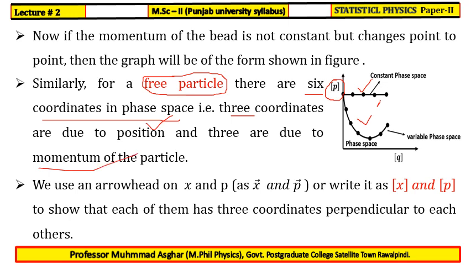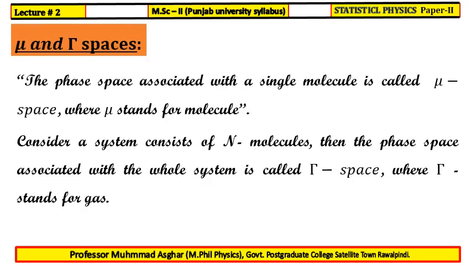To represent the position and momentum, we follow the representation as x vector or p vector, or we write them in square brackets. So in future, in statistical mechanics, we will represent position coordinates and momentum coordinates with square brackets. These brackets show that these axes are perpendicular to each other. And now we come to the two different spaces. One is the mu space and the other is the gamma space, and we define the mu space first.